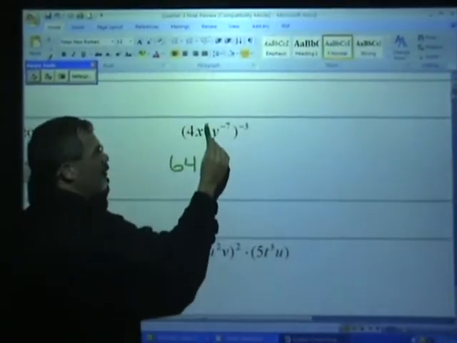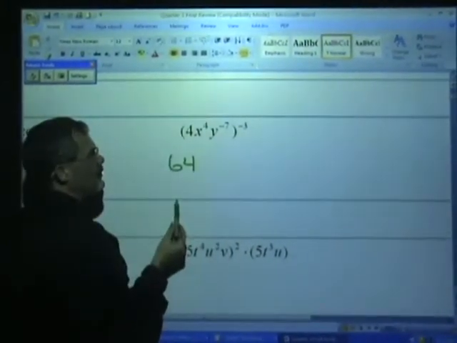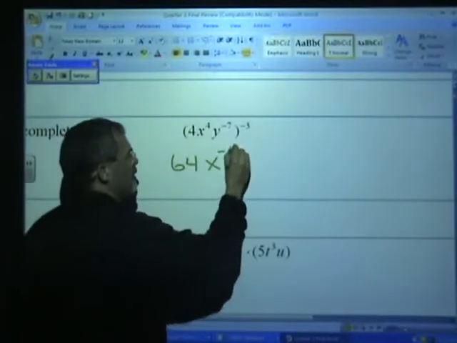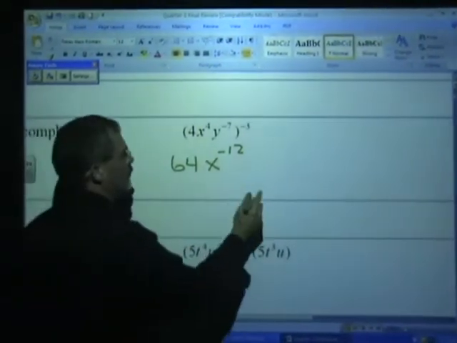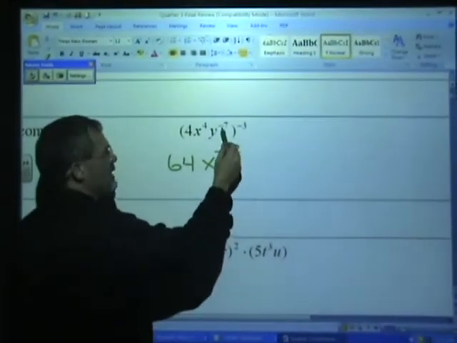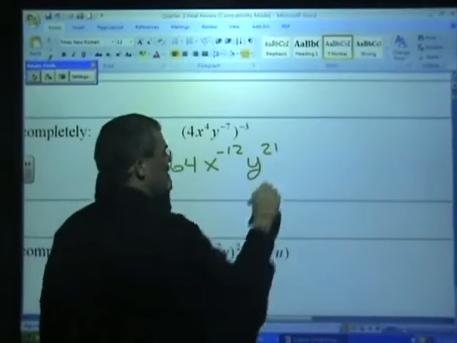Now, what's 4 times negative 3? Now we're going to look at this negative sign. What's 4 times negative 3? Negative 12. Good. Okay, what's negative 7 times negative 3? What's a negative times a negative equal? Positive 21. Good. Positive.